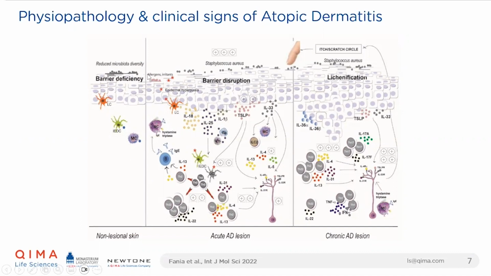First, on the left, we can see that in non-lesional skin of AD patients, epidermal barrier deficiency is observed. This barrier deficiency is associated with a reduced diversity of the surface microbiome, characterized by an increase of Staphylococcus aureus proportion to the detriment of other microbial species.